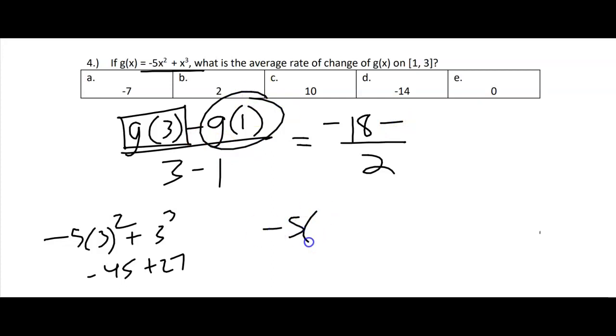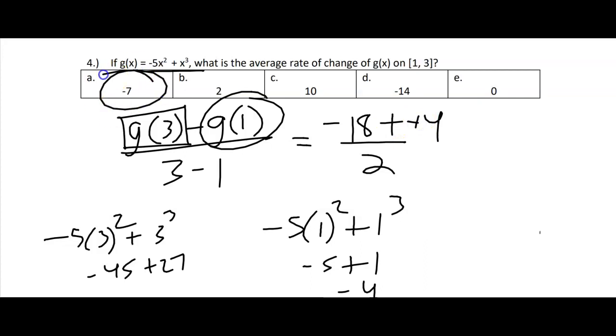So let's plug in 1. Negative 5 plus 1, which is negative 4. Double negative becomes a positive, and that leaves us with negative 14 over 2, which is negative 7. So basically just find the average rate of change. It's y2 minus y1 over x2 minus x1.